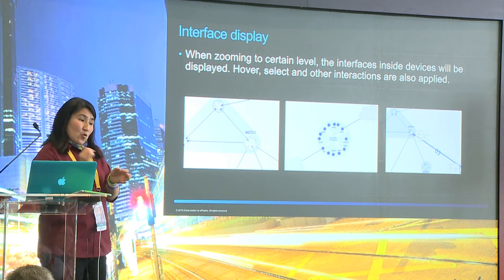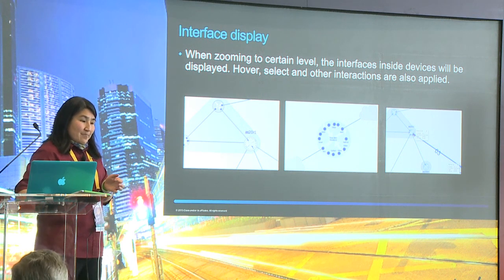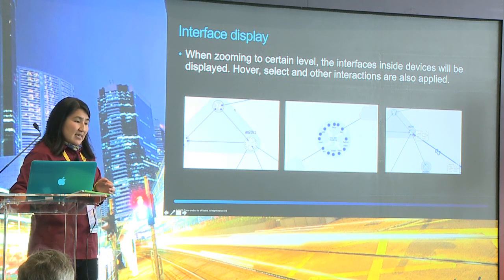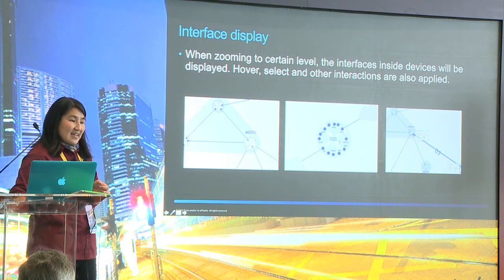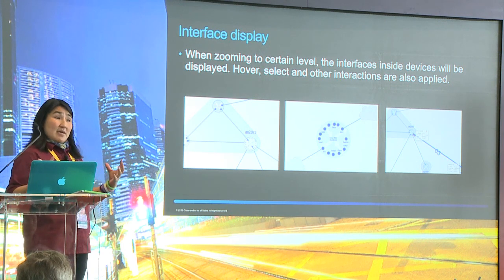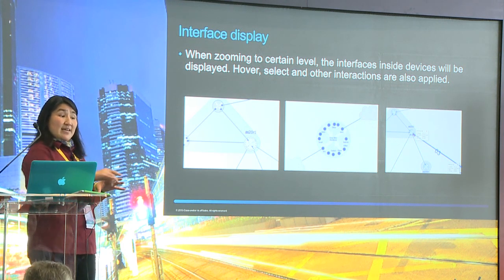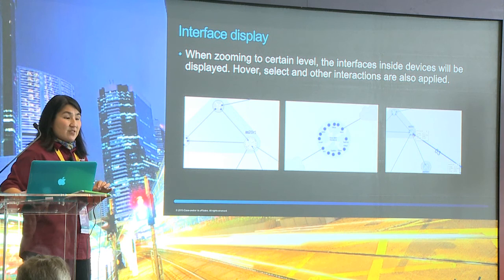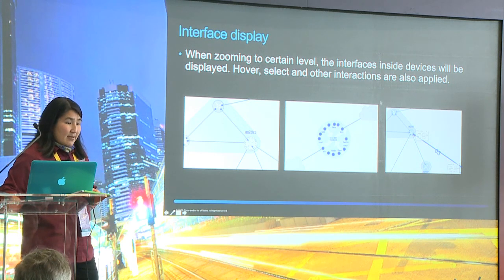But in addition, when you start to zoom in closer, then you can actually start to see the interface points. And as you zoom in even closer yet, here you have more interfaces, and you could start to hover over some of those interfaces and get information about the interfaces themselves. So some of that doesn't make sense when you're zoomed out, but when you zoom in, you can start to get different types of information, and that's pretty key.